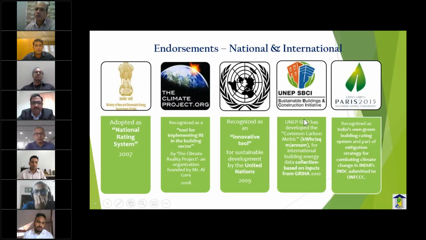Now, over the last few years, Griha has got a lot of endorsements, both national and international. As I said, back in the year 2007, Griha was adopted as a national rating system by the Ministry of New and Renewable Energy. It has also been recognized as a tool for implementing renewable energy in the building sector by the Climate Reality Project founded by Mr. Al Gore, the former Vice President of the United States, back in 2008. It's also been recognized as an innovative tool for sustainable development by the United Nations in 2009. And also the UNEP Sustainable Building and Construction Initiative has developed the common carbon metric for international building energy data collection based on the inputs of Griha Council.